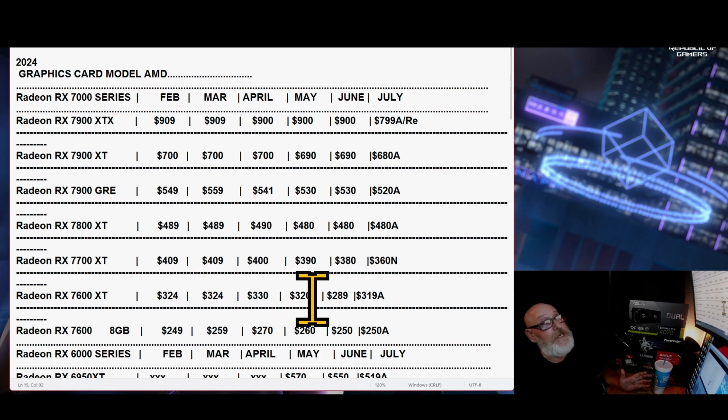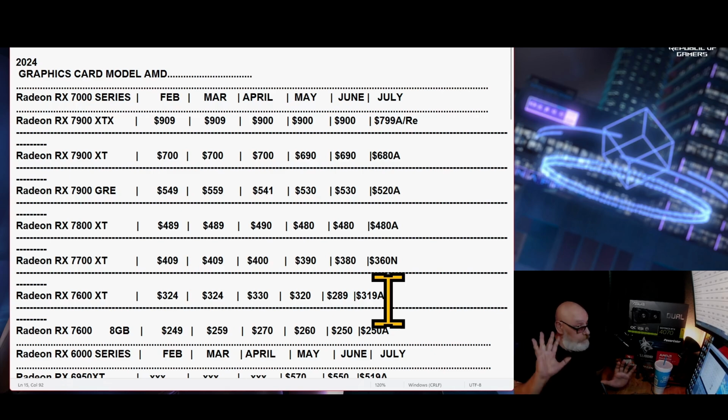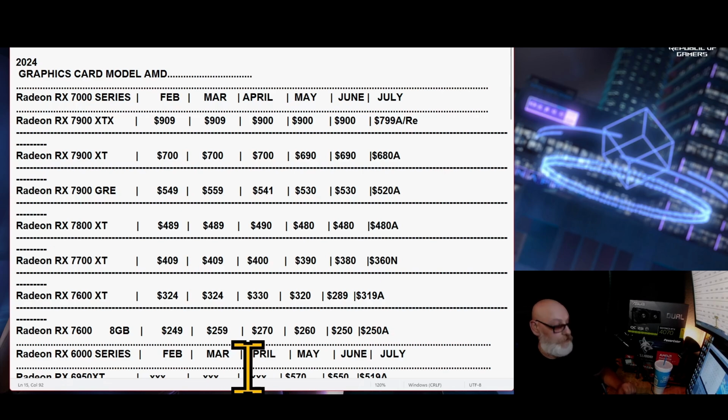In May it was $390, June it was $380, and July it was $360 on Newegg. That's not too bad. But don't go out there and just say, oh my God, I could go on Newegg and get it right now. Don't do it just yet. Don't pull the trigger until you see it all. And that's usually what I tell everybody. Don't pull the trigger. And I apologize. I thought I had all this fixed before I started this, but we'll just fix it as we go along.